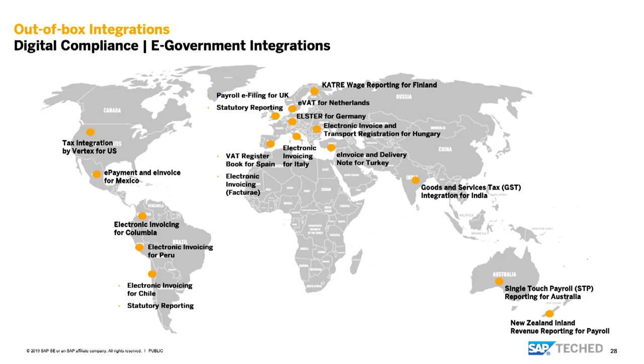So if you're here in Spain, the whole EVAD integration. If you're in Germany, the Elster integration. If you're in Australia, the whole single-touch payroll integration, right? Payroll e-filing for the UK. If you're in India, it's GST. If you're in Latin America, all the different integrations that you want to do for electronic invoicing. And if you're in the US, the tax integration, which is provided by a partner, Vertex.